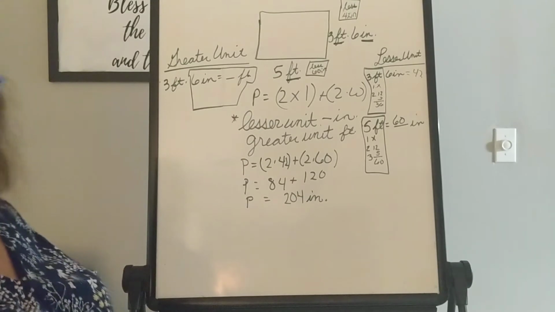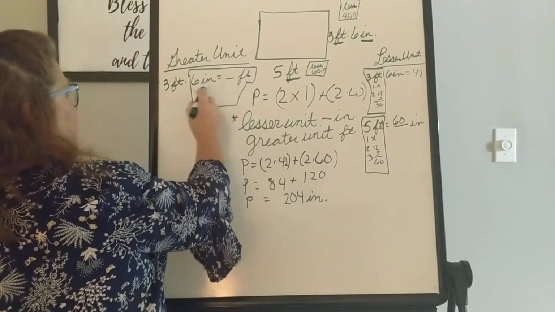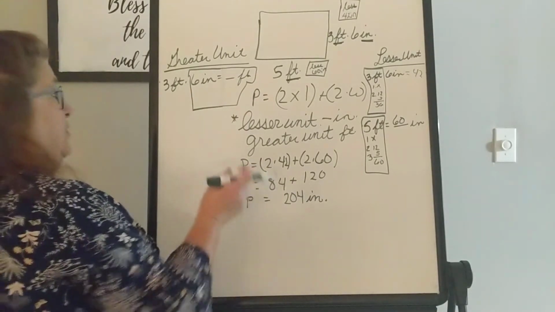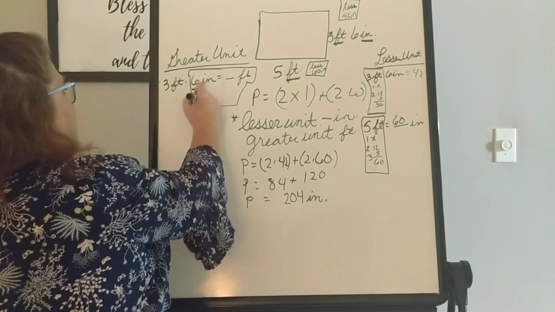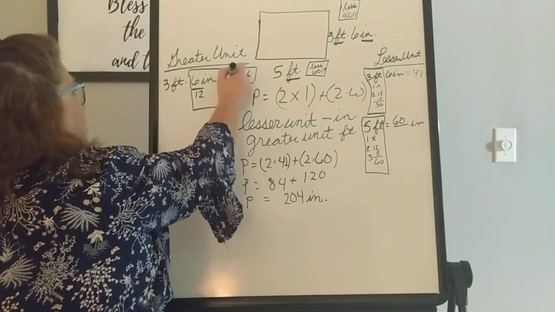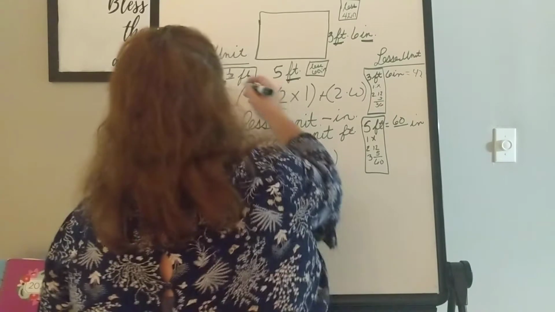Remember, the fraction bar is a division sign. So we're going to say how many times will inches go into feet, or how many inches are in a foot? There's 12. So 6 divided by 12. 6/12 reduces to 1/2. So we're going to come over here and beside 1/2.